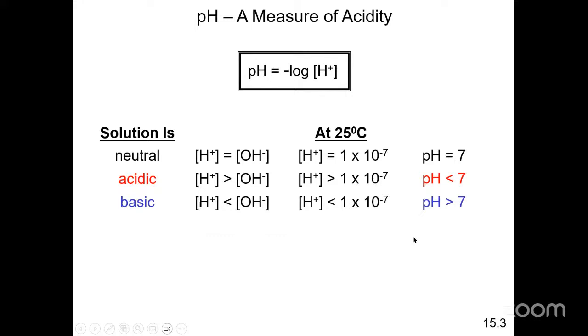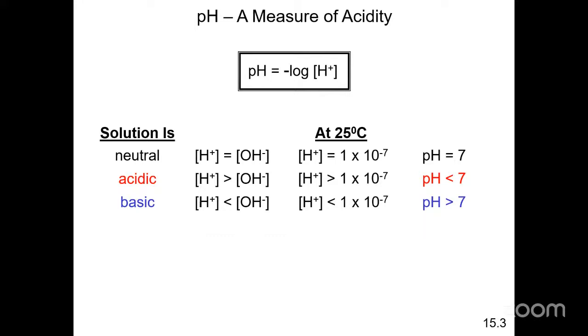So basically, we can use the pH scale to tell whether or not a solution is acidic, neutral, or basic. And we could have used this to answer the question that we just looked at. The number that was given was 4.5 times 10 to the minus 7. Because 4.5 times 10 to the minus 7 is greater than 1 times 10 to the minus 7, we can say that the solution is acidic. And if you were to calculate the pH using that formula, you would see that the pH would be less than 7 for that solution. Any questions about this?